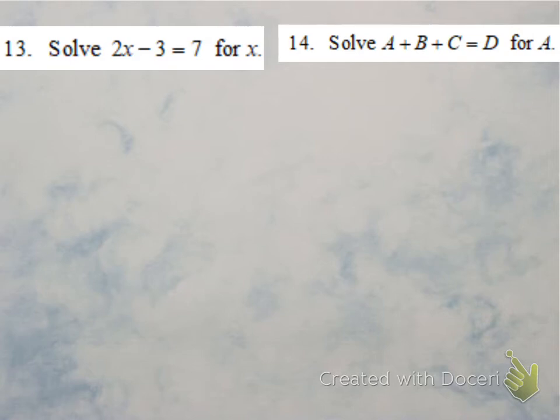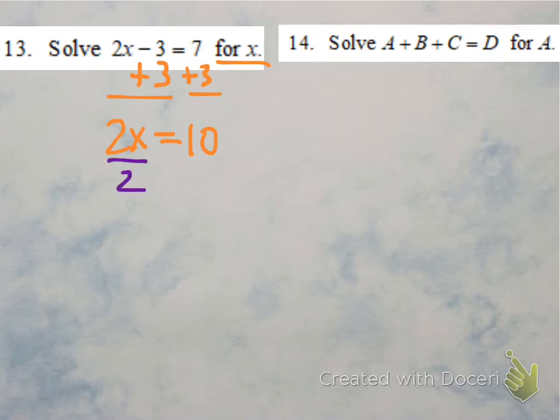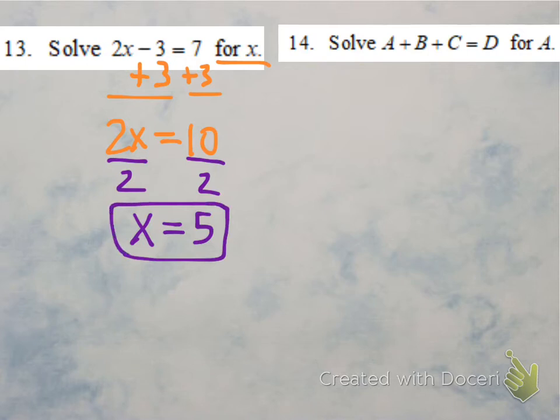Very straightforward. We're solving for x. So we want to get the x by itself. To get rid of minus 3, add 3. So we have 2x equal to 10. To get rid of multiplying by 2, divide by 2. And so x is 5. We got x by itself, so we solve for it.